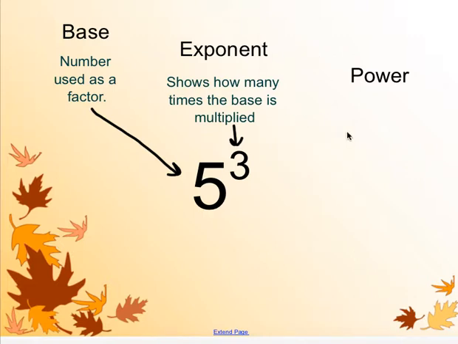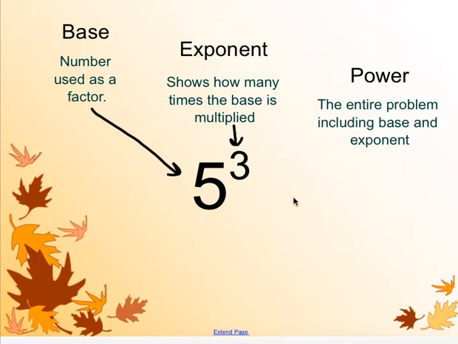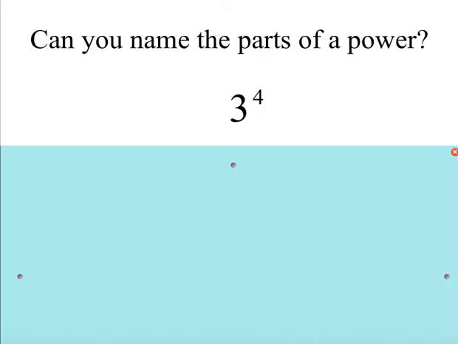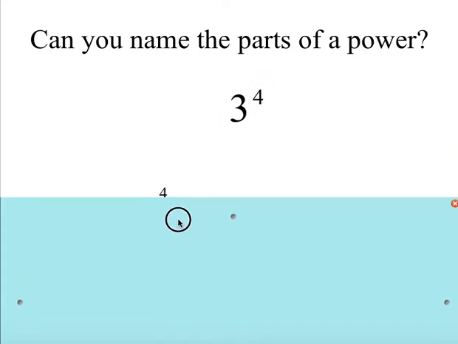And lastly, the power. The power tells us that this is the entire problem, including base and exponent. A lot of times we hear this word used by saying 5 to the power of 3, or 2 to the power of 8, or 3 to the power of 3. It's the entire problem. So if we look at something like 3 to the 4th power, 3 is the base because I'm taking 3 and multiplying it by itself 4 times, because 4 is our exponent.